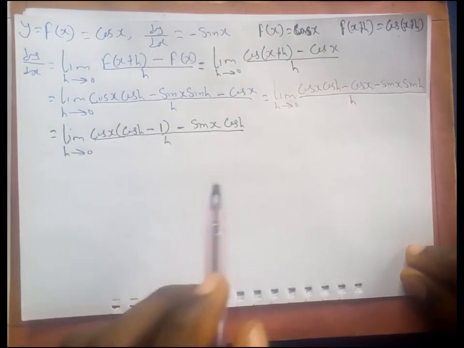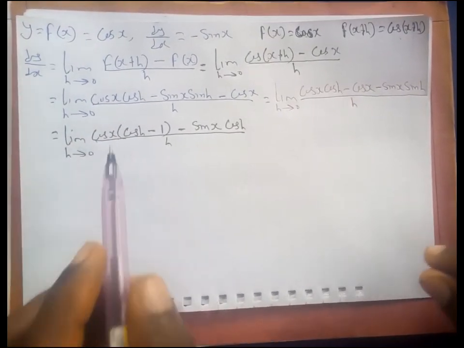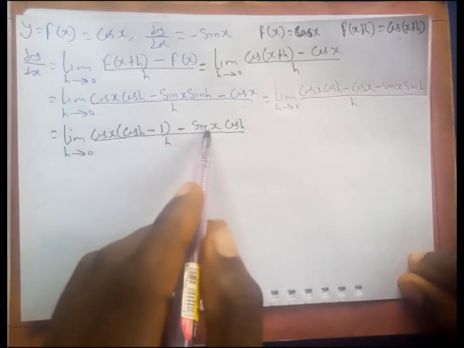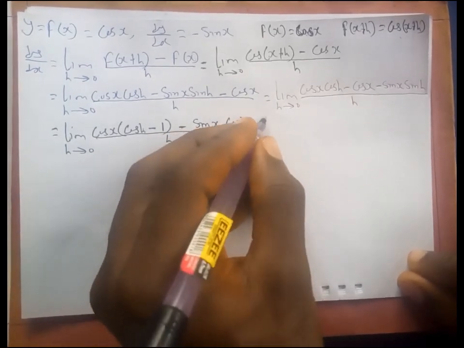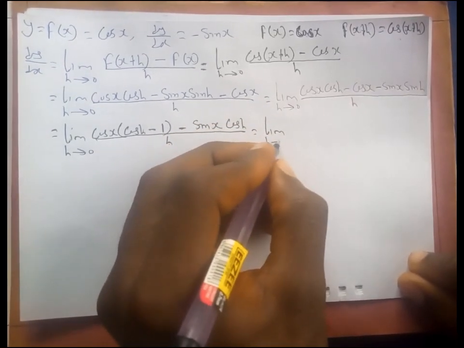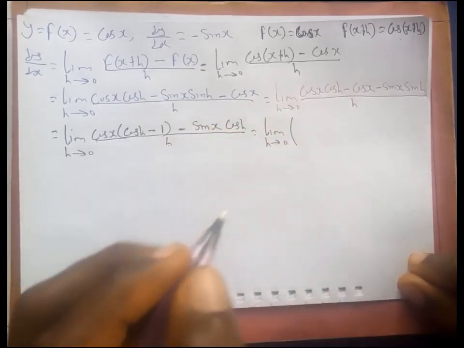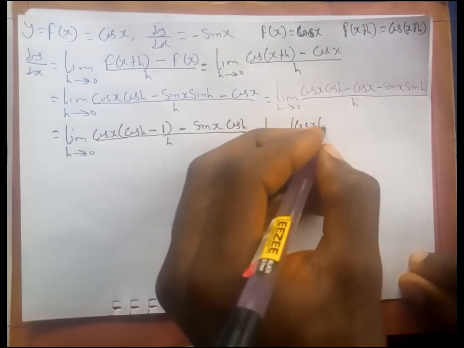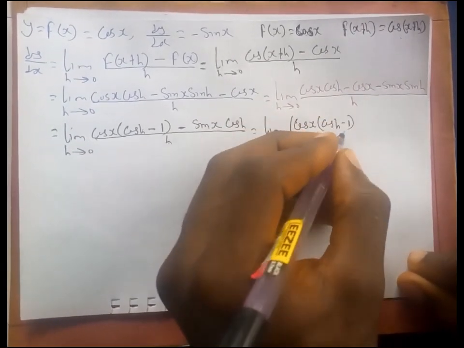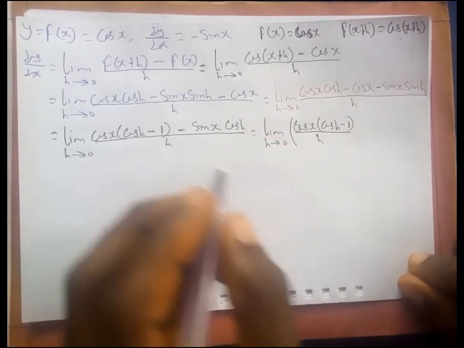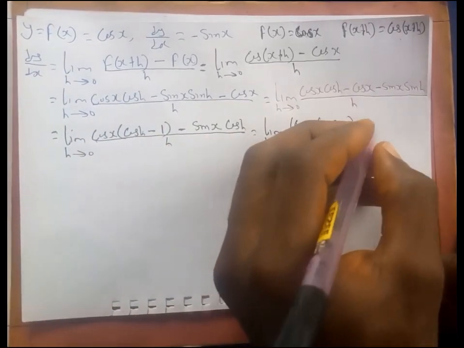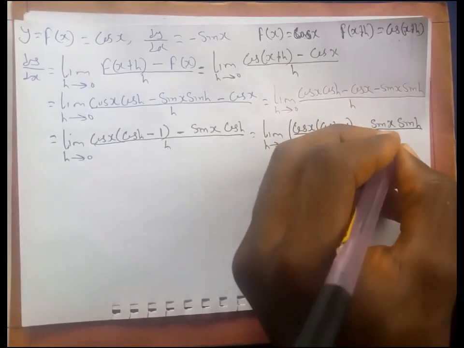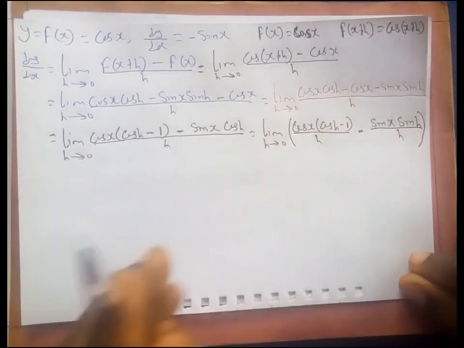Perfect. So at this point, I just want to split the fraction. Splitting the fraction, the denominator will be distributed to each of these terms. Then we have the limit as h approaches 0, and I put everything in a big bracket. We have cosine x times cosine h minus 1, then divided by h. Then we have the sign connecting them, minus sine x sine h, all divided by h. Then I'm closing the big bracket.